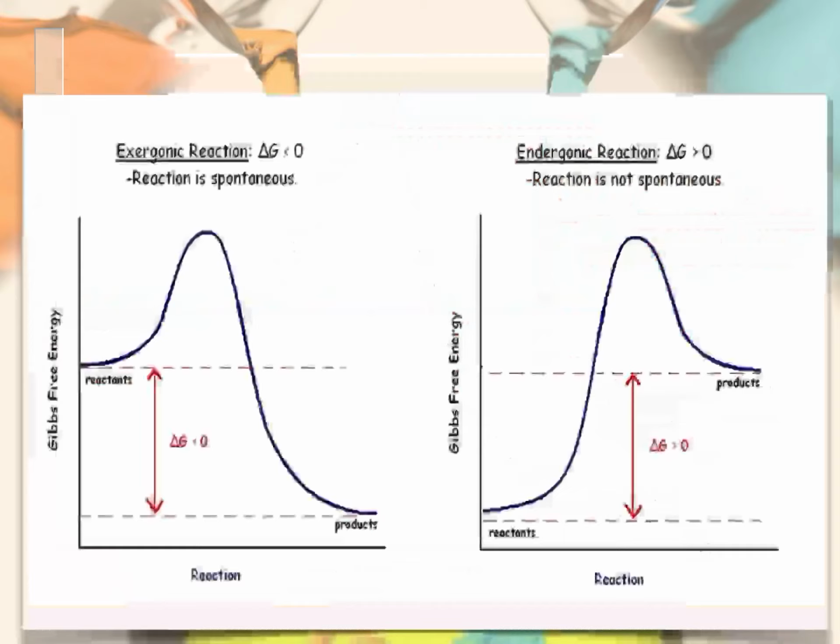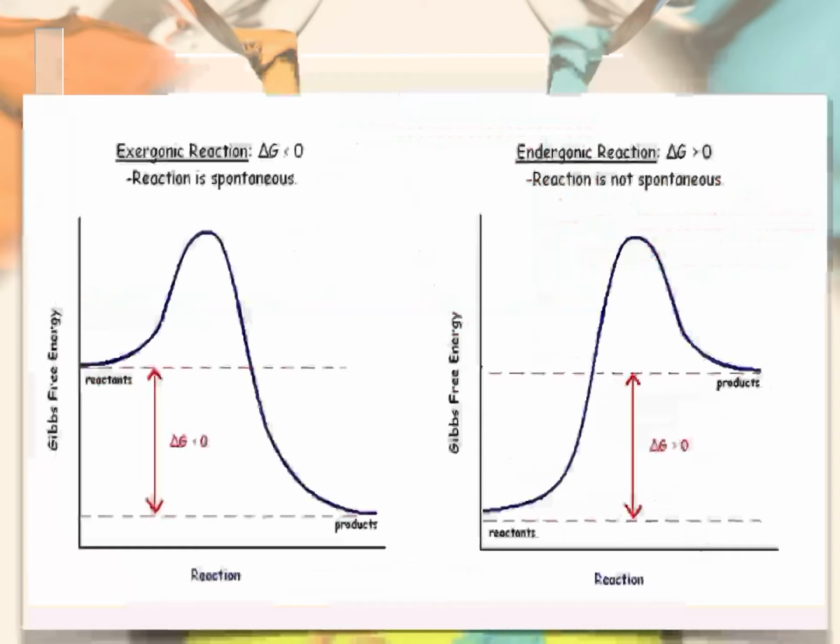So for delta G, there's two types of reactions. There are things that are exergonic. Those reactions are spontaneous under those conditions, like in the first example. And there are reactions that are endergonic, where we are creating higher energy products, and therefore we're going to have to pump some energy into it, so the reaction is not spontaneous under those conditions.